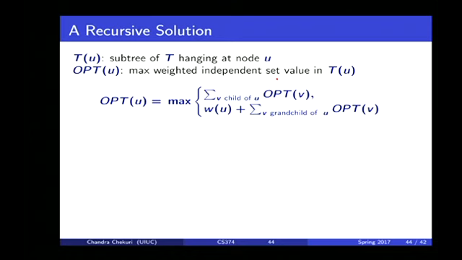So what's the base case? When do we stop the recursion? We stop the recursion when u is a leaf. What is the opt of a leaf? The weight of the node itself, because there's nothing else to do. There's a single node, so clearly the optimal solution for a single node is its weight. You should just take it. That's the base case.